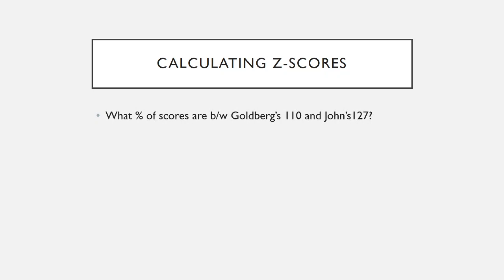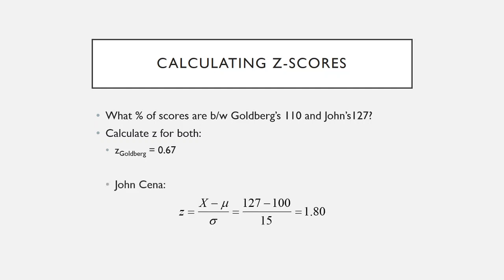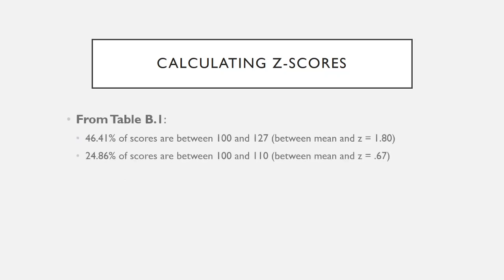Now let's kick it up a notch and ask how we can compute the percentage of scores between individual z-scores. What if we wanted to ask what percentage of scores are in between Goldberg's and John Cena's? You need to start by calculating a z for both. We already have Goldberg's. You quickly want to calculate John Cena's. He had a z of positive 1.8. From this point, you again consult the table, and you would find that 46.41% of scores are between the mean and John Cena's score.